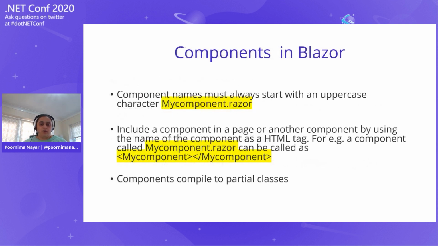Component names in Blazor must always start with an uppercase character. If you want to include a component in another component, you can do so by using the name of the component as the HTML tag. So in my case, I've got an example razor called myComponent.razor, which is a component. And as you can see, the name of the component becomes my HTML tag. And that is how I would call my component in a page or in another component. Components compile into partial classes, usually of the same name as the component itself. It's a really tiny bit of knowledge, but this particular tiny bit of knowledge goes a long way, trust me.